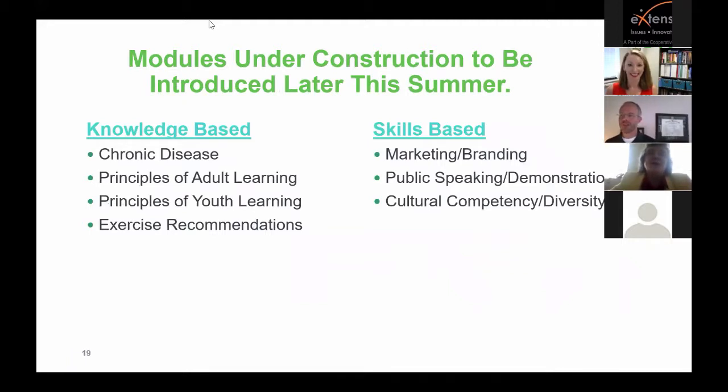All right, later this summer, we'll be rolling out some more modules. If you need this information in the interim and you want to connect with us, we can connect you to the online Texas Master Wellness Volunteer Curriculum for some of it, or we can help you with their resources if you're moving faster than we are. But basically, by the end of the summer, we should have chronic disease, principles of adult learning, principles of youth learning, and exercise recommendations ready to roll. And then under the skills area, marketing, branding, public speaking or demonstrations, and the cultural competency or diversity.